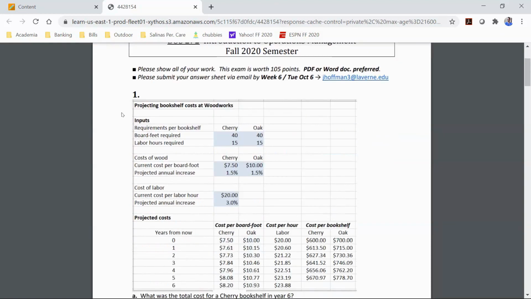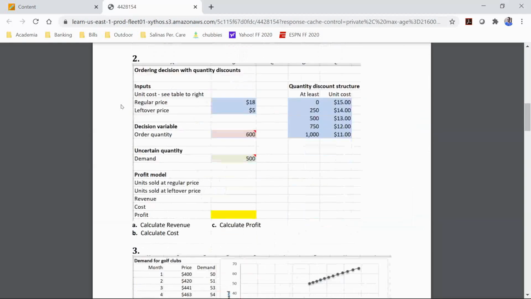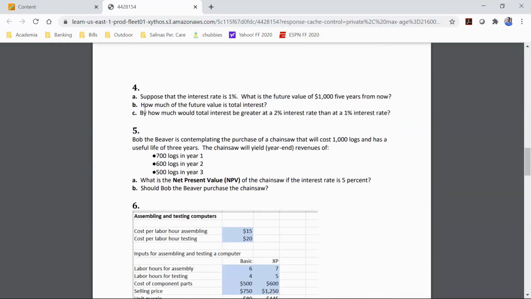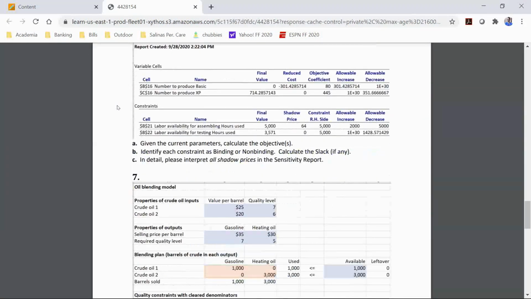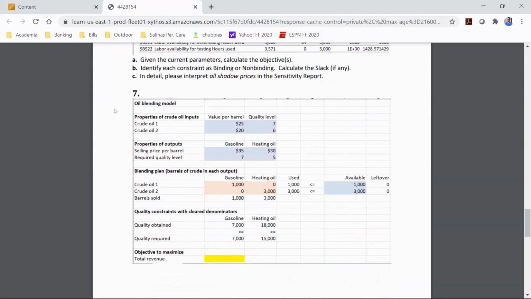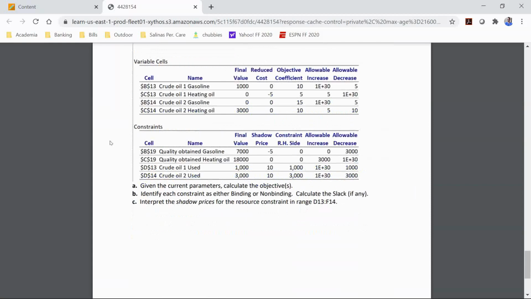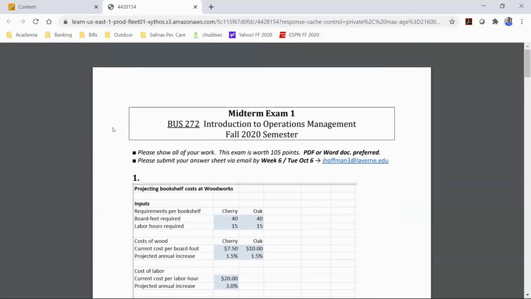But if you look through, you'll see the questions are very similar. You got one on the bookshelf costs. You got one on the quantity discounts. You got one on the golf club demand. 4 and 5 are on the net present value questions, and then 6 is on the XP and basic computers with the shadow prices. And one we just did, the oil one with the shadow prices, is number 7. So there's 7 questions, and hopefully you know how to do them because we just went through the review.